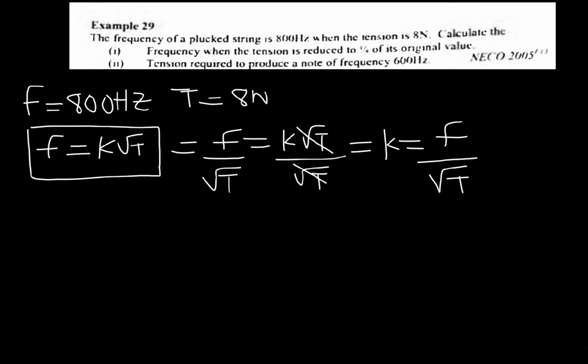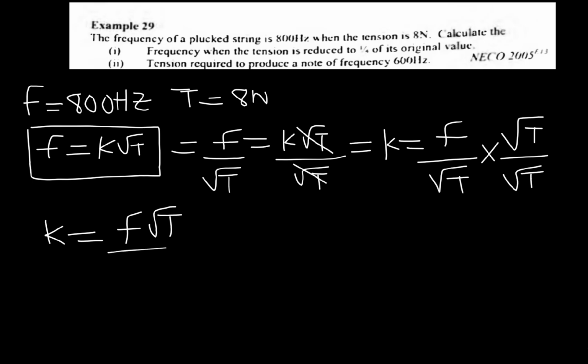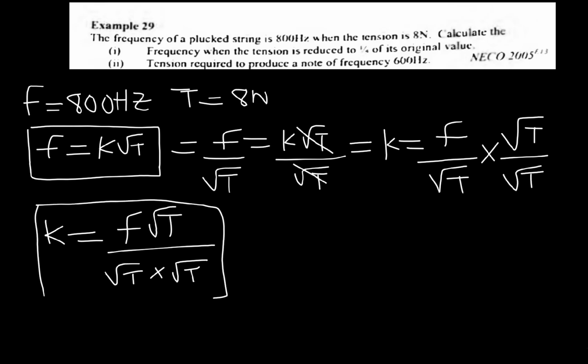So we are going to rationalize this, and to rationalize this, we will multiply by the square root of T over the square root of T. So in order to get k, it becomes f root T over root T times root T. So this right here is the formula we would use to get our value of k. And so next we'll plug in our data.